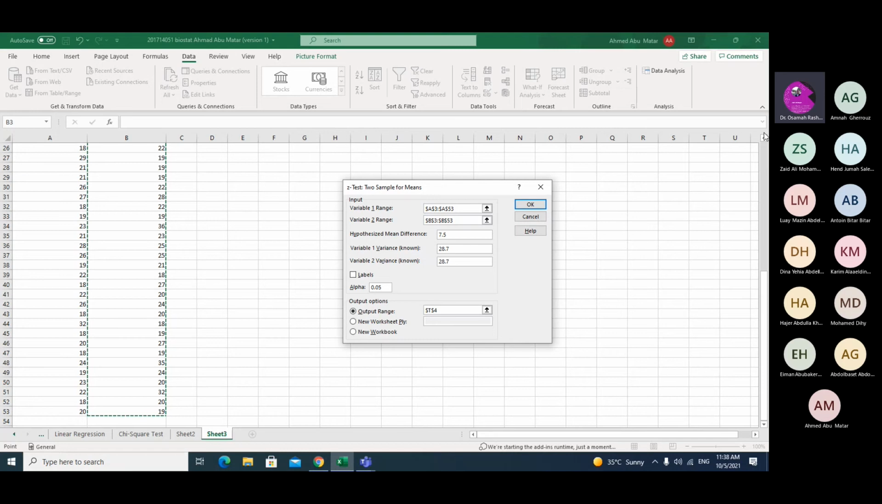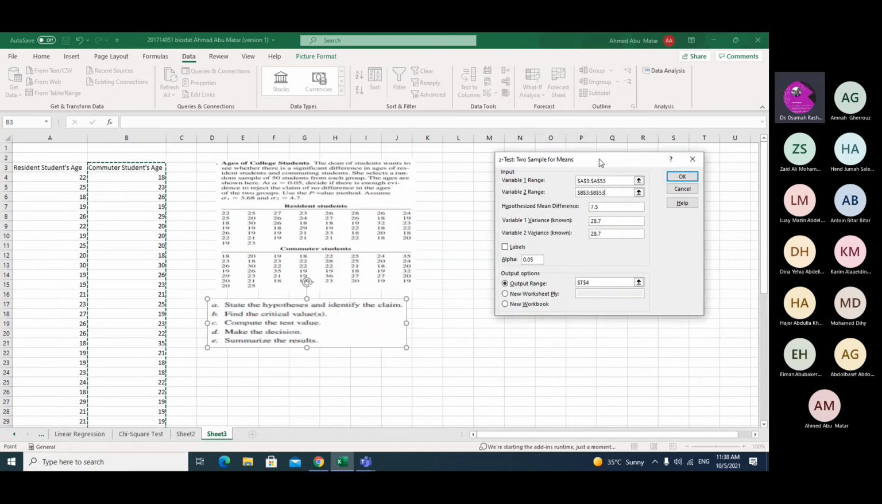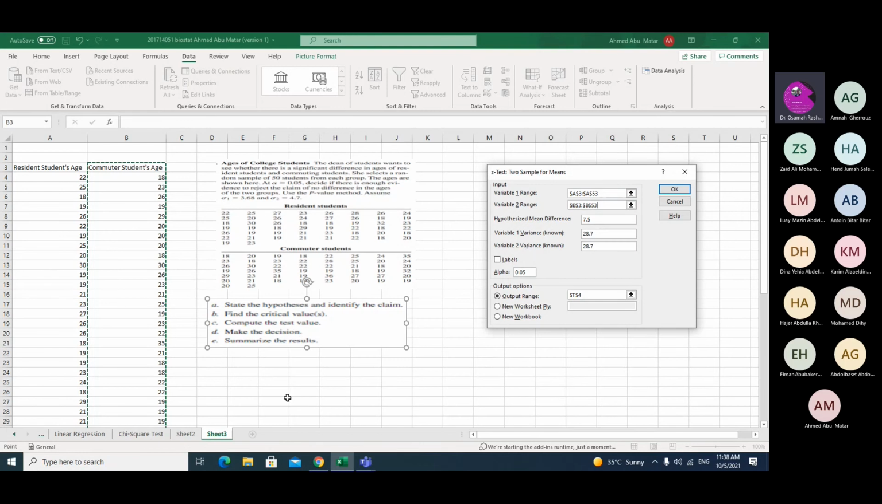What is the hypothesized mean difference? What is the difference between the two means? You are given the two means, or you have to calculate it. Delete the old data, Ahmed. The old data? Yeah, 7.5 and 28. No, this is inside the box. Okay. Alpha is 5%, that's fine. And you press label because I input the variable with the label. So take the label down. Yes. Now the difference between the means.